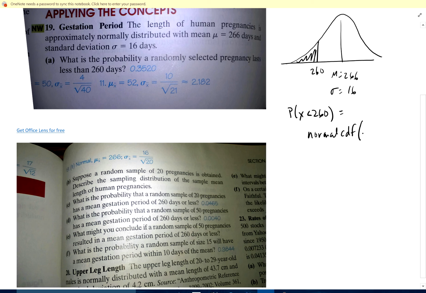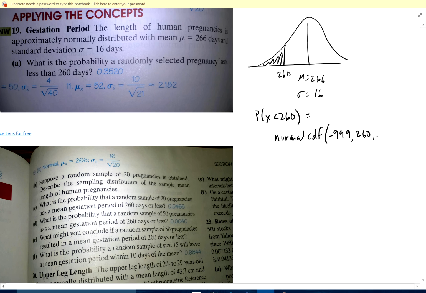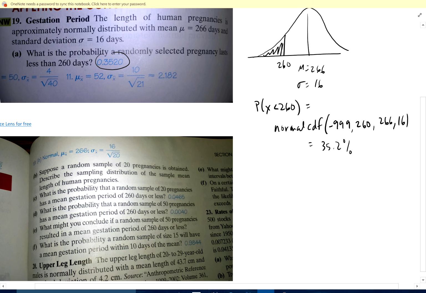And you get the minimum, negative 999, a really big small number, 260, and then the mean and standard deviation. And if you do that, you get 35.2%. So I got a 35.2% chance of an individual woman having a pregnancy less than 260 days.